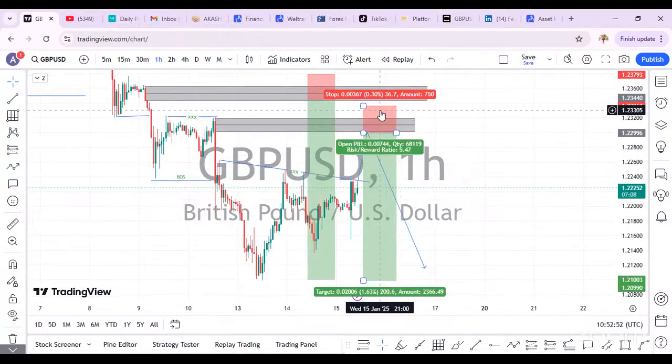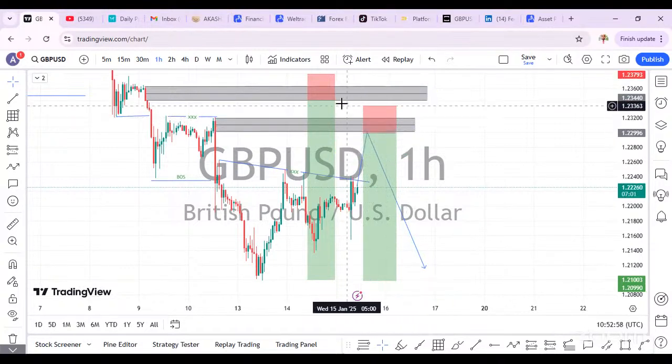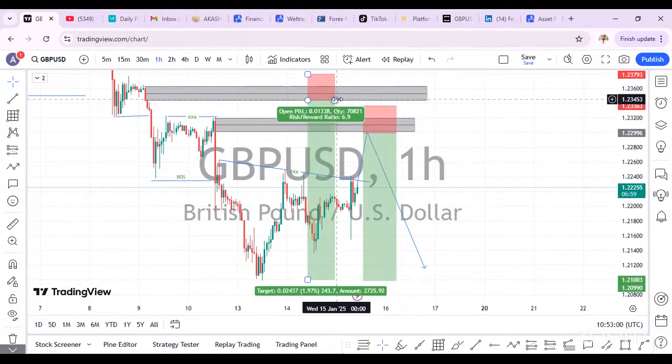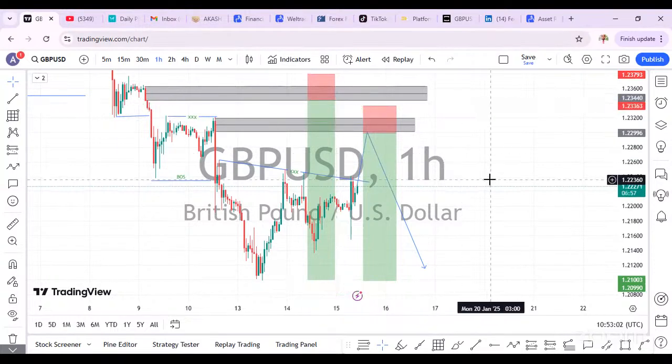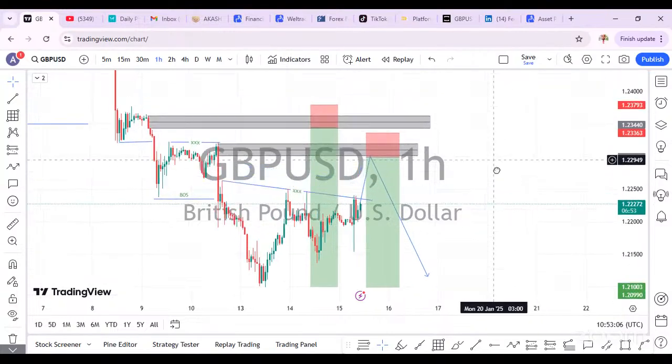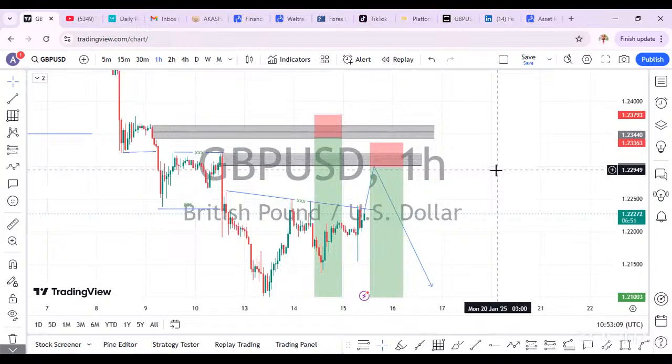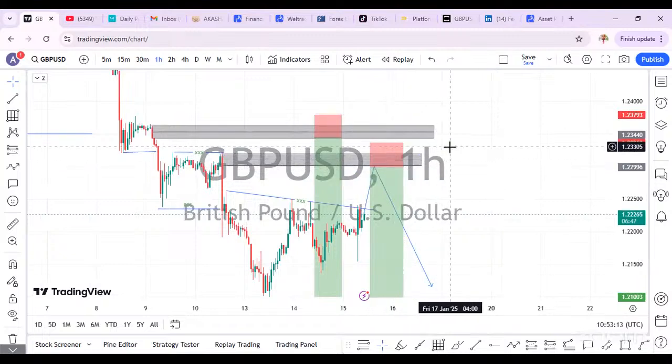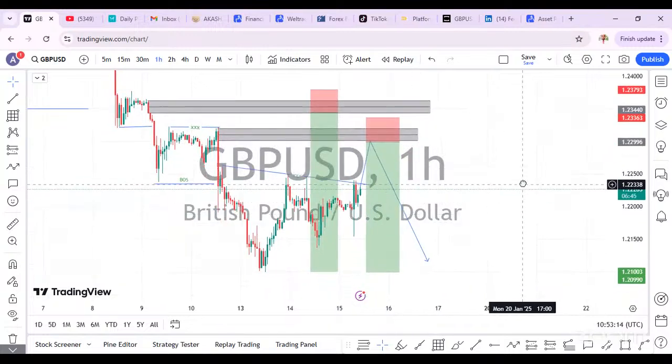But my risk is very tight, just 35 pips. In case this place fails, then this place will be another target. So this is my view, and this is my trade on GU, on GU from the 1 hour time frame perspective.